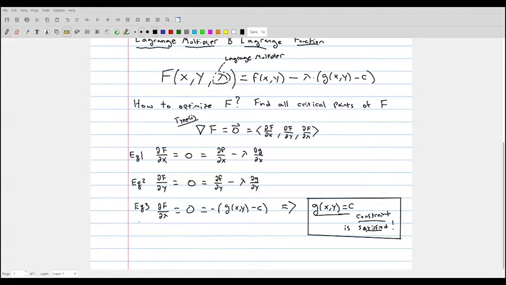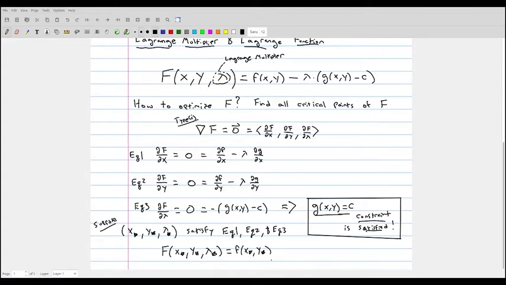And what that means is that if we have some local minimum, or local maximum, some solution to these three equations, say x star, y star, and lambda star, then if you look at the Lagrange function, the value of the Lagrange function at this critical point of capital F is going to be equal to the value of lowercase f at x star, y star.